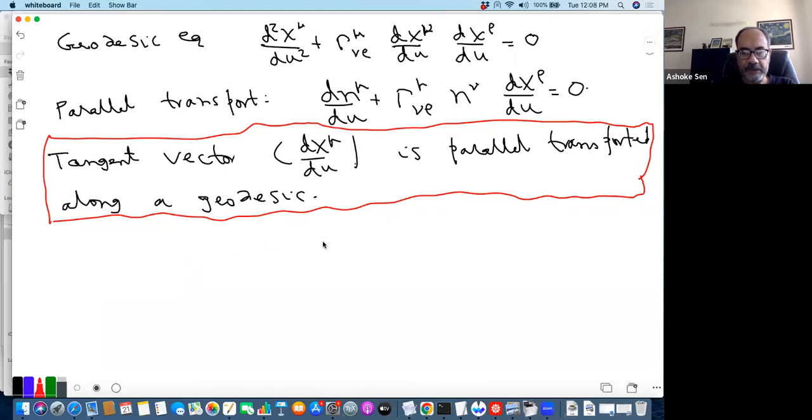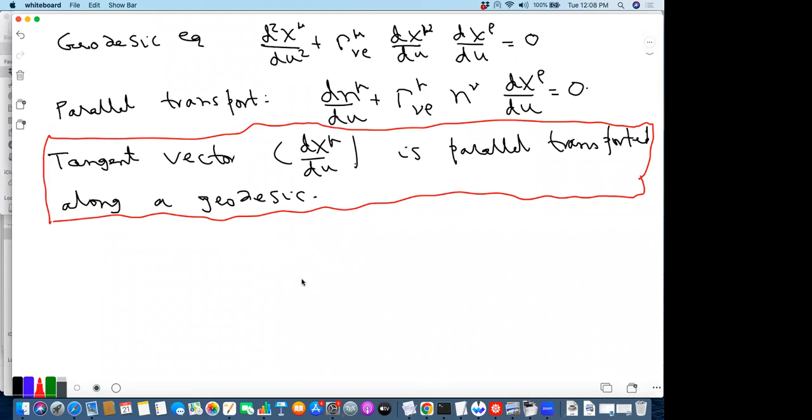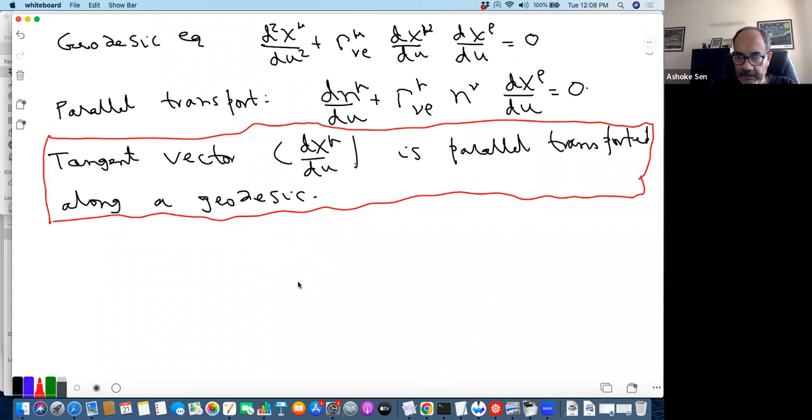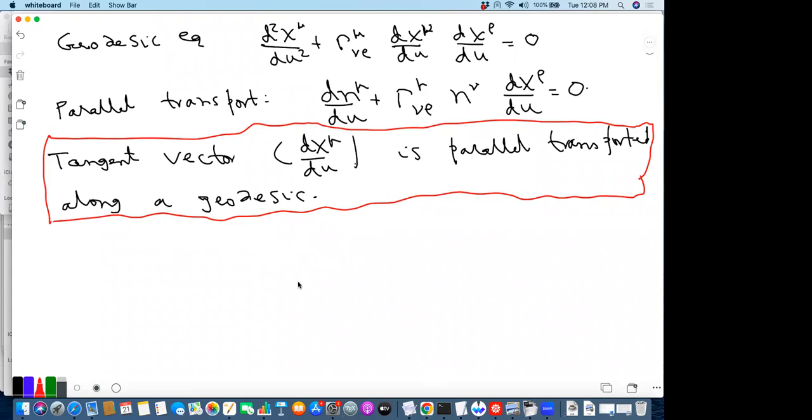And similarly, you can start with a space-like curve and do an infinitesimal variation, and by demanding that equal to 0, you get the space-like geodesic. Space-like is when the element is negative? Pardon? By space-like, you mean when the length element is negative? No, the length element is positive.